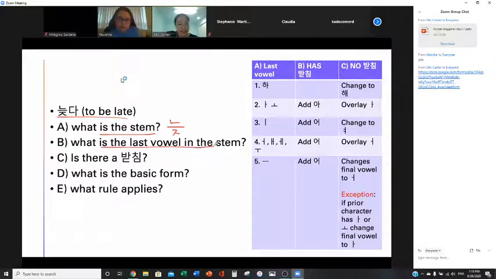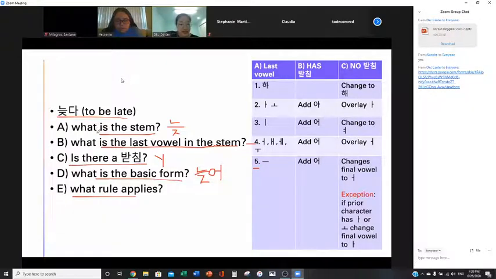What is the last vowel in the stem? Perfect. Is there a pachim? Yes. Yes. Perfect. What is the basic form? 늦죠. Right. Oops. 늦어. So what rule applied? 5. 5. Perfect.